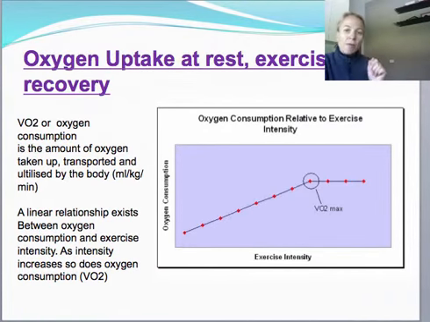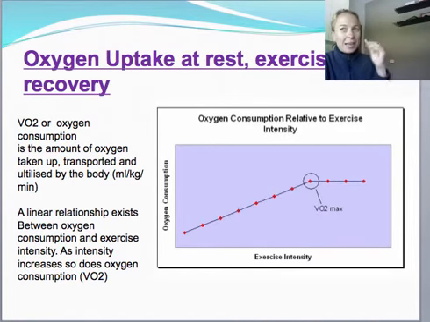On the graph, it reaches a point of VO2 max. That means that the athlete has reached the most volume of oxygen that they can take in, transport, and utilize. Once they reach that point, oxygen consumption at VO2 max remains the same. It plateaus because the body can't take any more.